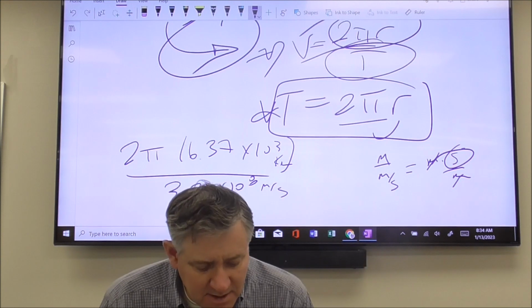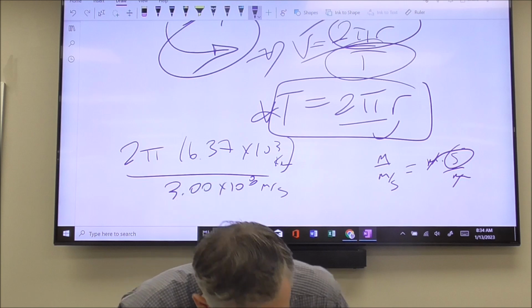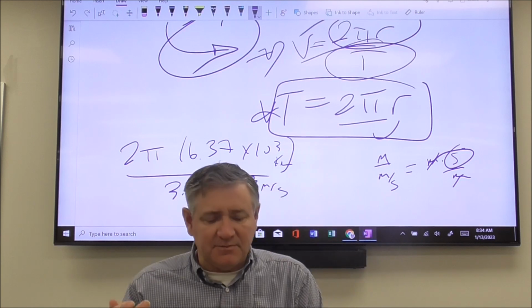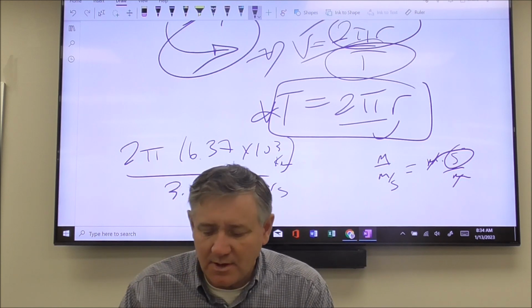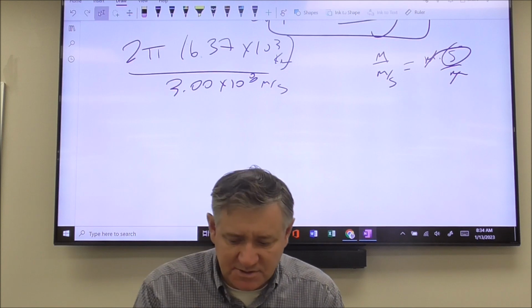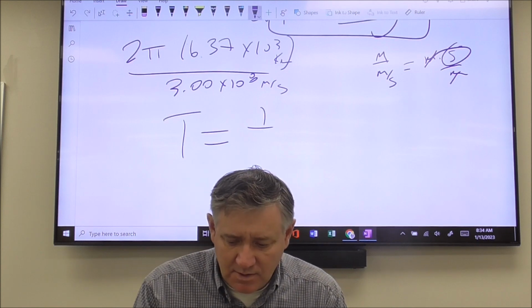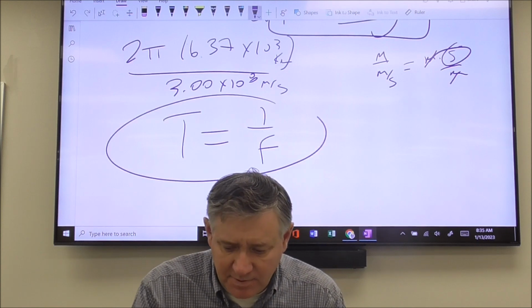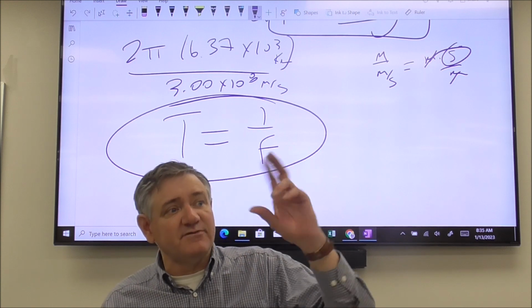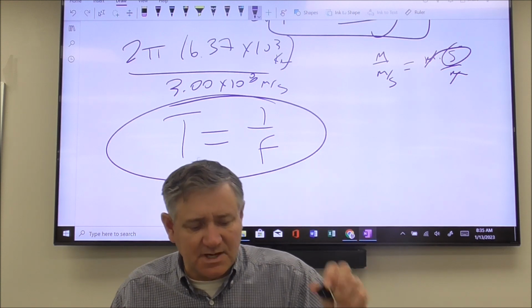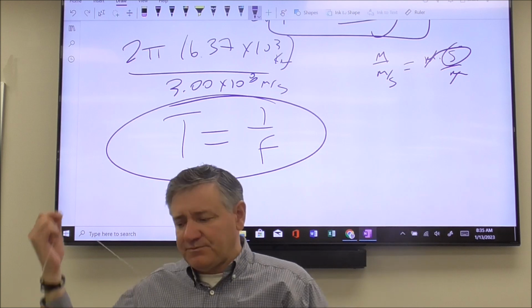So on B, you want to find in 1 second how many times can the beam of light travel around the Earth. So on your equation sheet, you have this relationship between period and frequency. They're inverses of each other. So let me give you a visual on them.